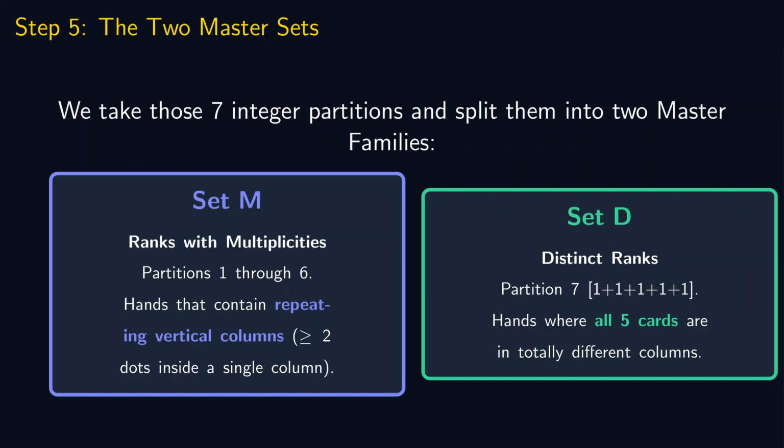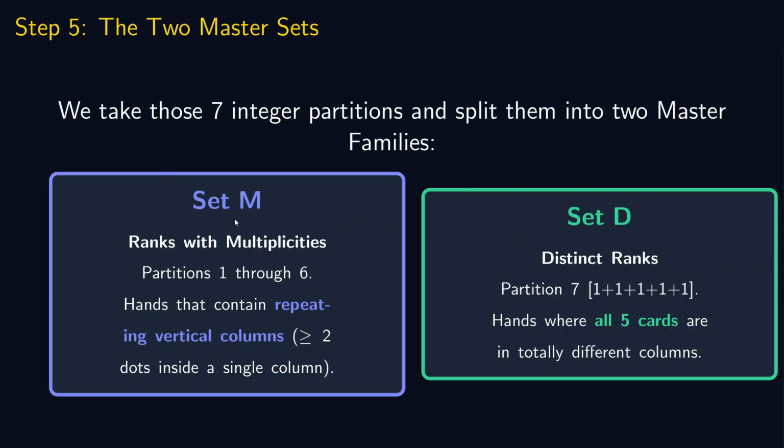Set M on one side, with multiplicities. Set D on the other, with all distinct ranks. Together, they cover every single possible poker hand. No overlaps, no gaps. Let us now begin working through Set M, one partition at a time.